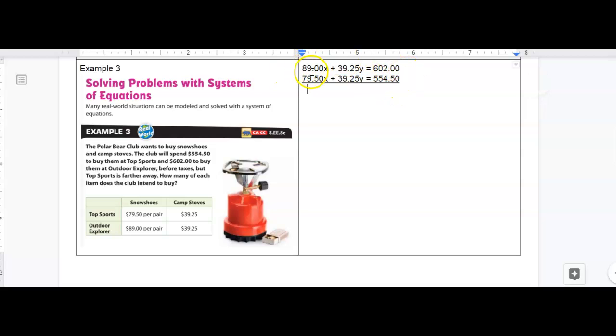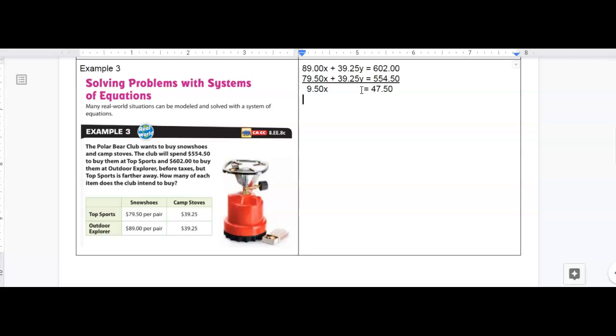And I start off on this side. So $89 minus $79.50, what is it? 9.50x. And then what's going to happen to the y's if I subtract them? It's just going to be 0. So equals, now I got to subtract. I'm going to use my calculator because I don't want to do it in my head. So 602 minus 554 and 50 cents. That is 47.50.